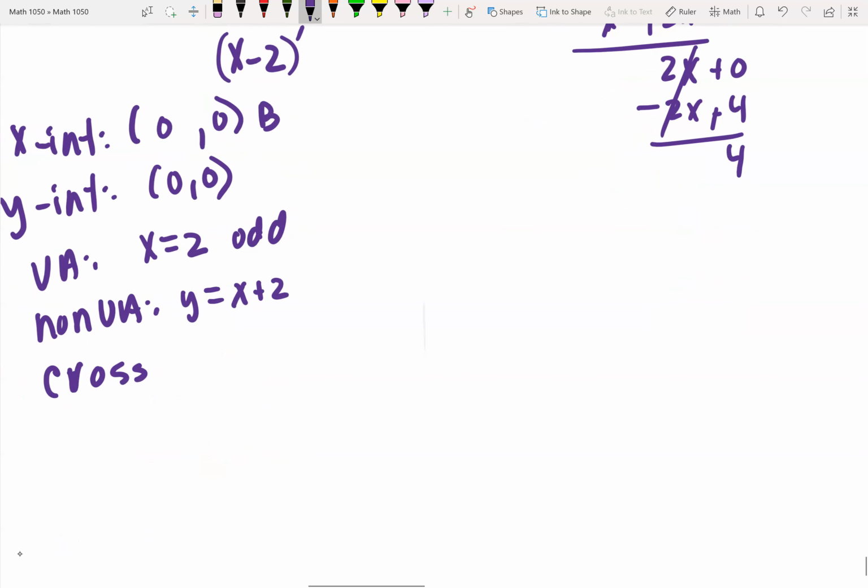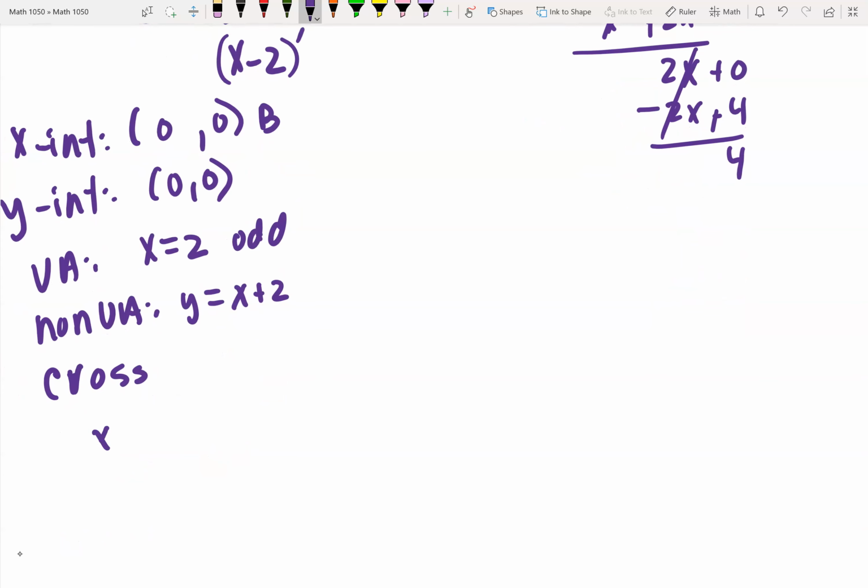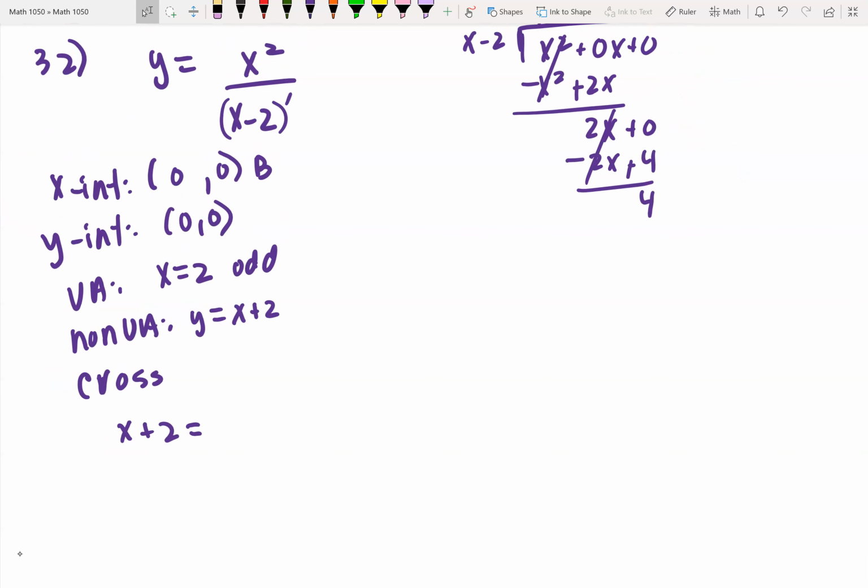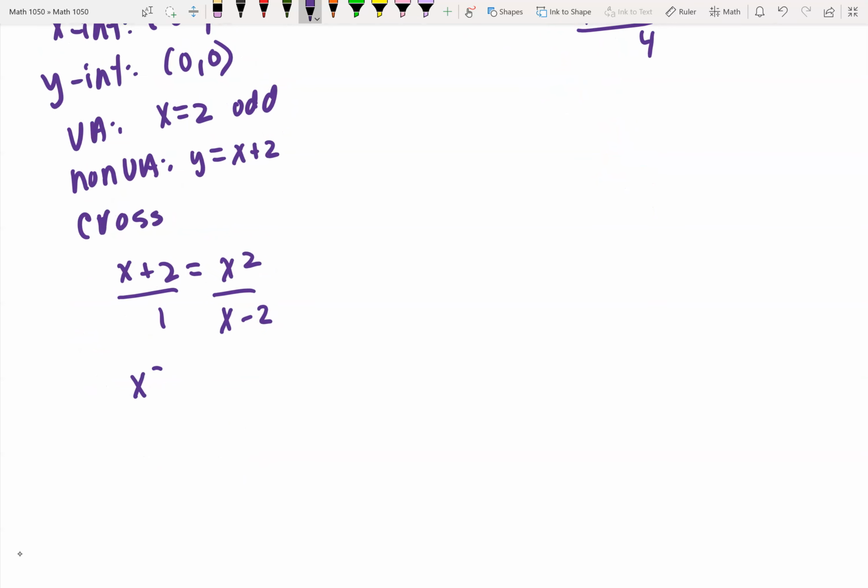Okay? Now, does it cross? You take the right side of the non-vertical, x plus 2, set it equal to the right side of the original, which is x squared over x minus 2. Cross multiply, and you get x to the second.